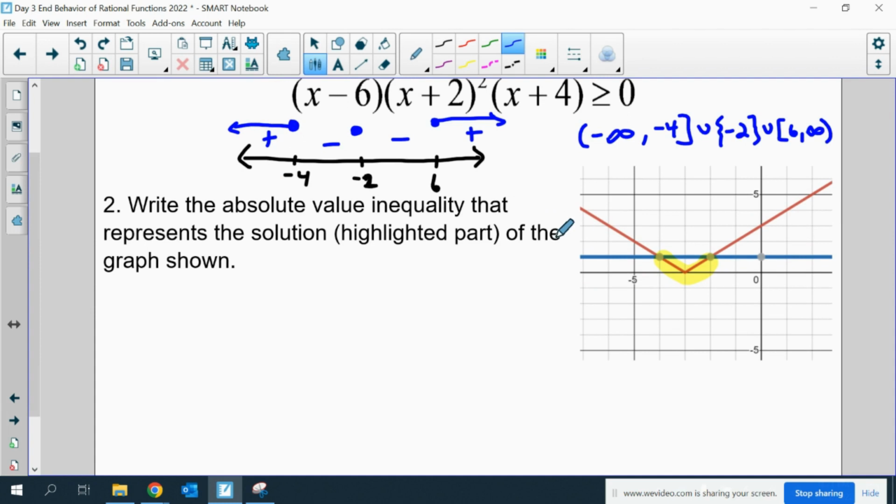Write the absolute value inequality that represents this solution. So the highlighted part of the graph, that absolute value graph would be where the absolute value of x plus 3 is less than 1. Now it might be less than or equal to 1. We don't really know for sure if that part is actually included, but it's at minimum less than 1. Could be less than or equal to 1 as well.